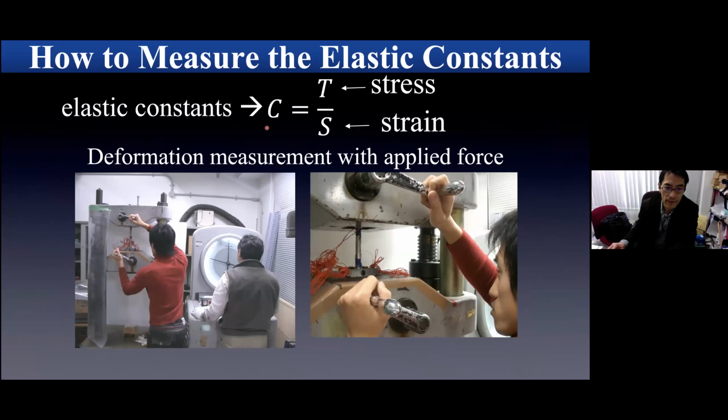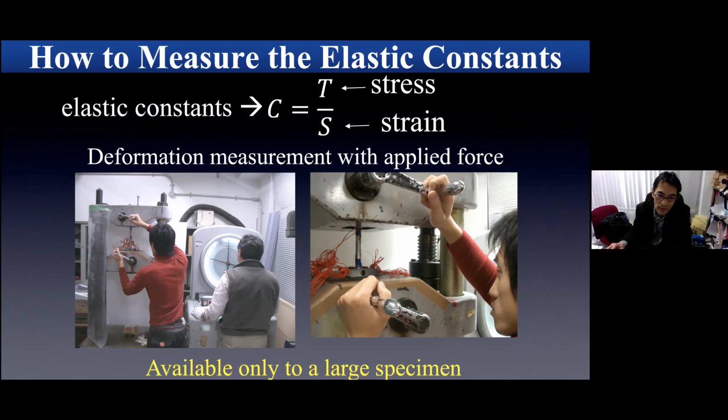So classically, like this test, this is a tensile test. This is a rod-shaped material, and we apply the tensile force. Then we measure the deformation or strain. Then we can get one component of the elastic constant of this material. However, you can see that this method cannot be used for very small materials. For example, we cannot make a reliable tensile test for a thin film.